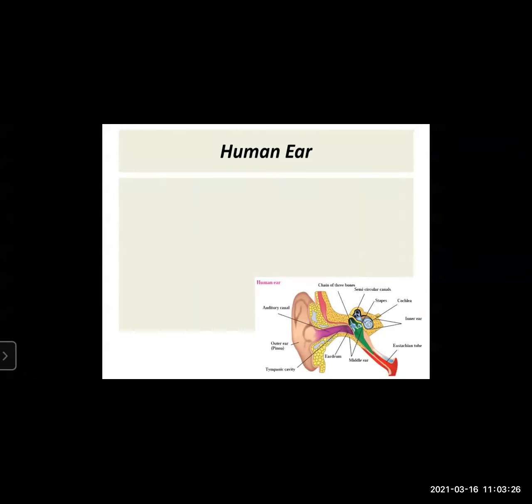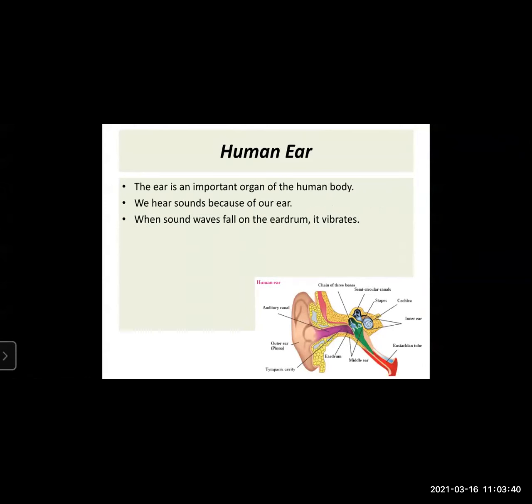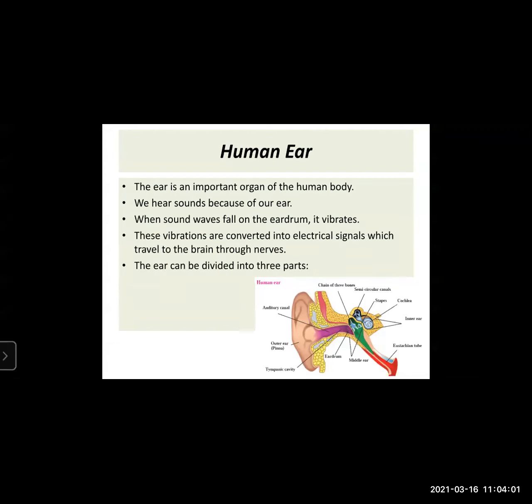Now, next is our human ear. You all know about the human ear. The ear is an important organ of our body. We hear sound because of our ear. When sound waves fall on the eardrum, it vibrates, and that vibration is collected. These vibrations are converted into electrical signals which travel to the brain through the nerves. The ear can be divided into three parts. First, that is the outer ear. Second, the middle ear. And the third one, that is the inner ear.